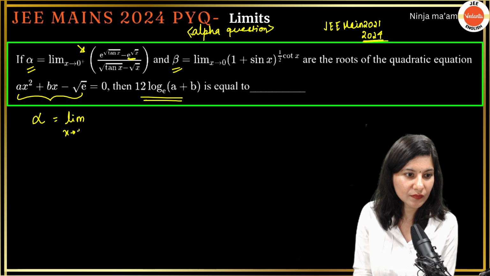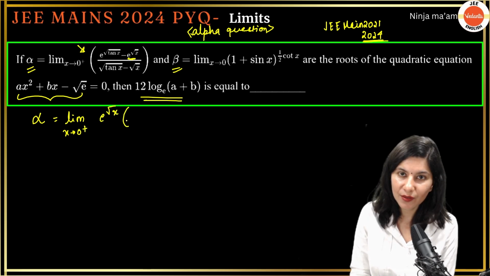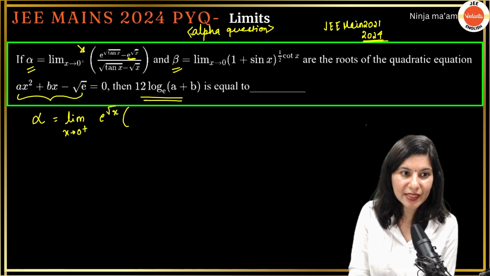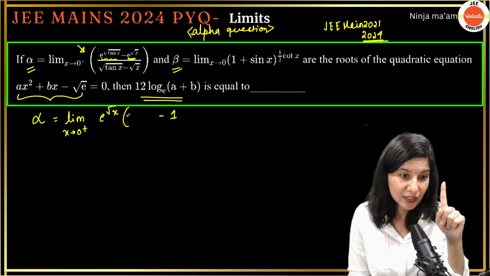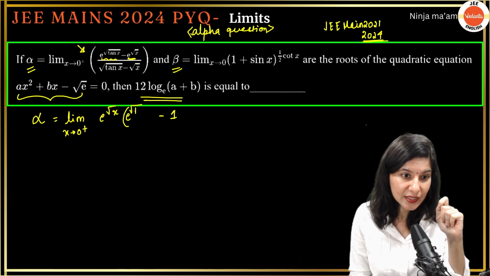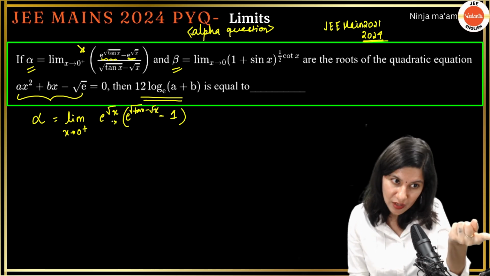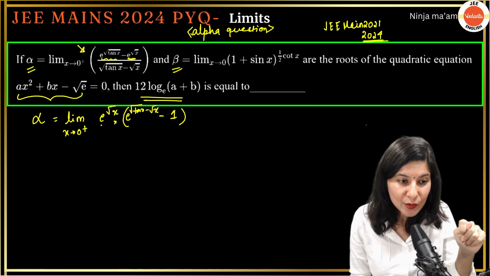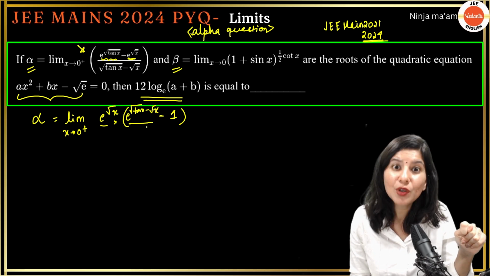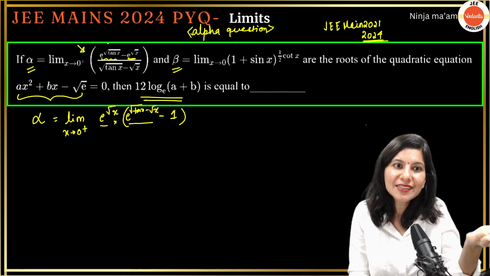So e raised to power root x I am taking common, so this will become minus 1. What about this? Now be careful, this will become e raised to power root tan x minus root x. Yes or no? Tell me. Because do the reverse thing: if you multiply this and this expression, what will you get? e raised to power root tan x, right?